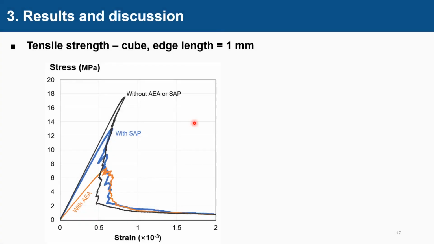For the smaller cubes, their response under uniaxial tensile load is shown in the graph. As expected, the cement paste with no AEA or sap has the highest tensile strength, followed by the cement paste with sap. However, the Young's modulus of the two pastes are very close. The paste with traditional AEA shows the lowest strength among the 3, as well as the lowest Young's modulus.